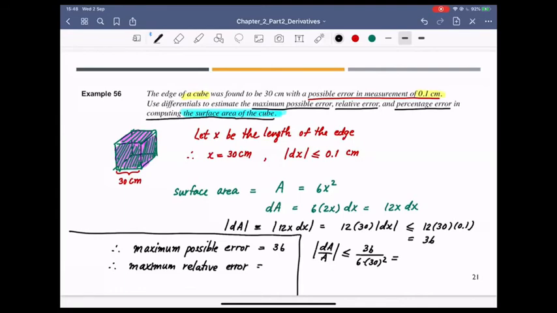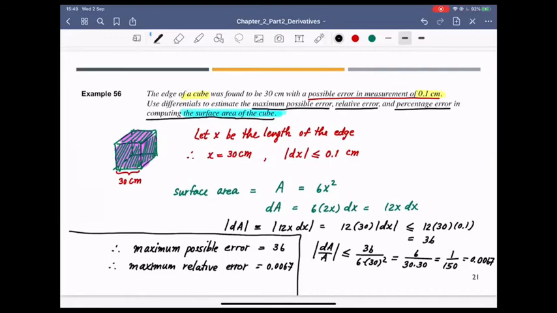Right? And then once you use your algebra skill to compute this, this is going to be 36 over 6 times 900, which is 1 over 150, right? And that is equal to 0.0067. Well, that means the maximum relative error is 0.0067.